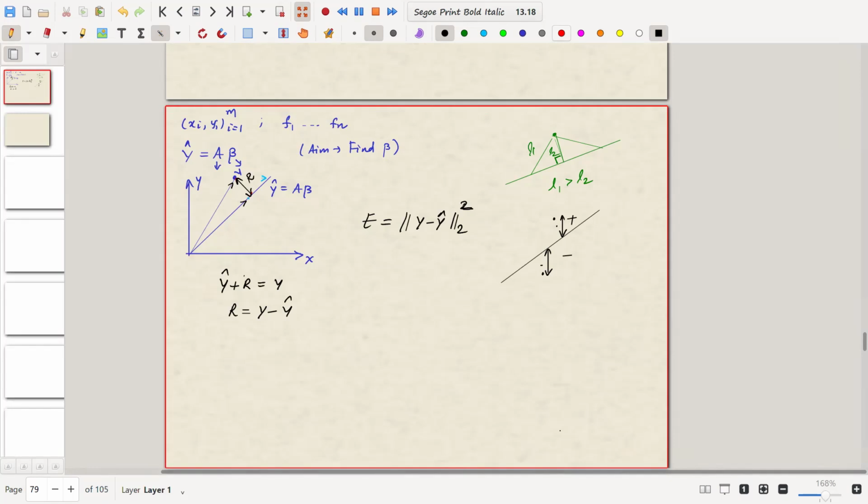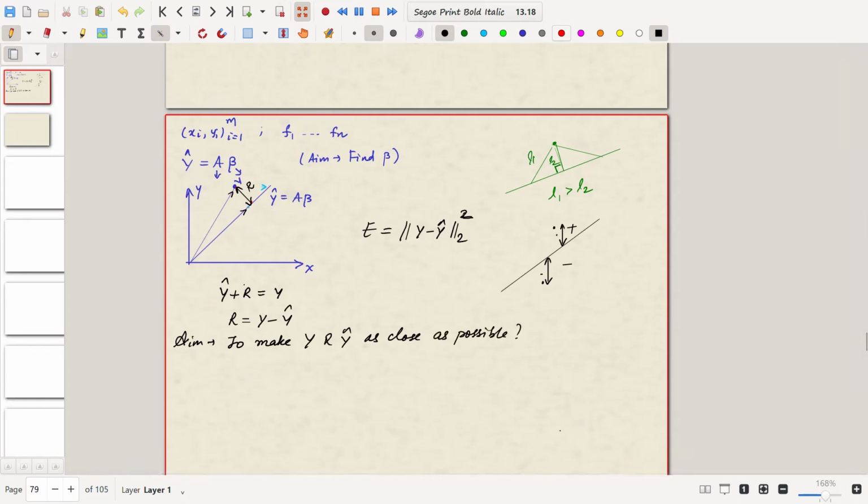So what is our aim? To get y and y cap as close as possible. Y cap is the predicted one, y is given to you. Prediction and the actual should be as close as possible. That's our aim. So our aim is to minimize E.